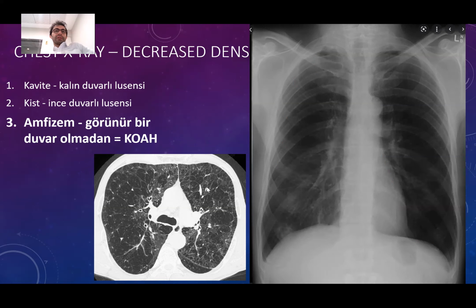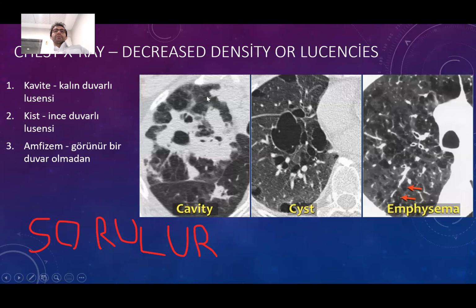On chest CT, it looks like this. So it's basically lowered density all over the lung, especially on the top parts. By the way, was it clear? I guess so. Okay. Also, a lucent lesion in the airspace can be a very good question. Please remember.